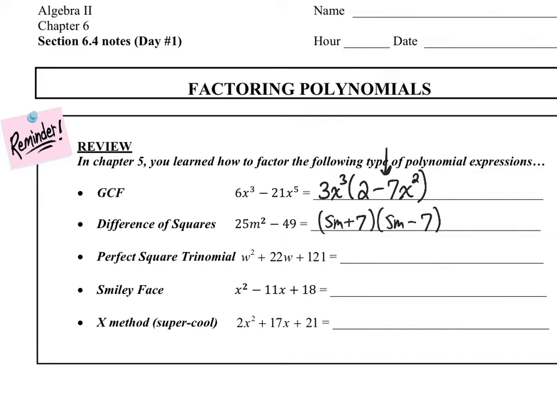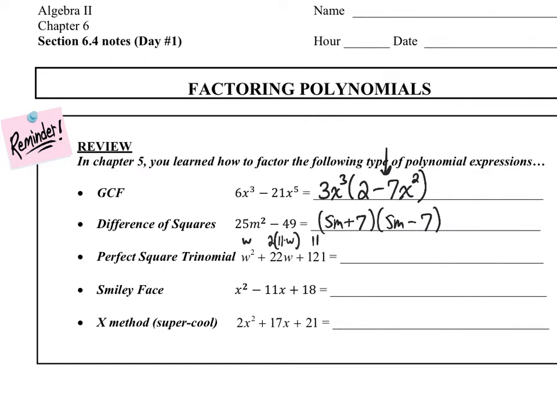Perfect square trinomials we've talked about a lot. So what you need is a perfect square in the front, which w squared is. w squared's perfect. That's a perfect square. Square root of 121 is 11. And then the middle term needs to be double the two square roots. So 11 times w.